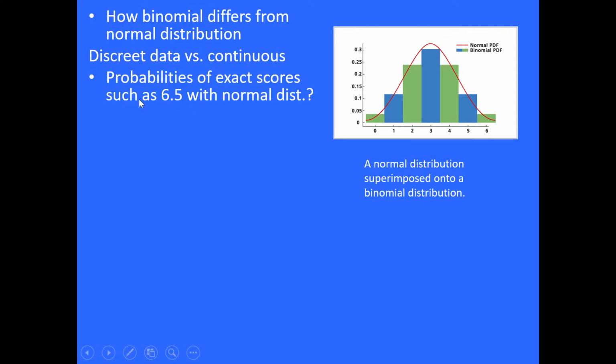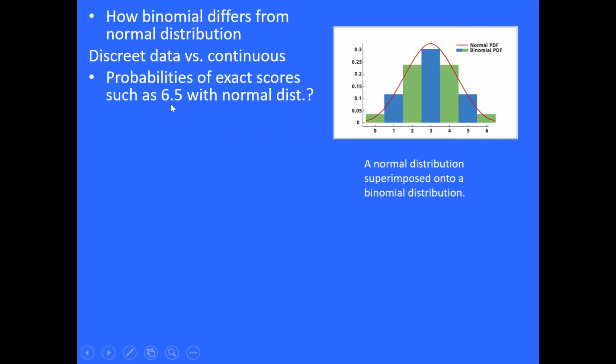Probabilities of exact scores. You may remember when we were working with binomial distributions, I could say, how likely is it that we would get 3 heads? And then we could find out what the area of this block is. But what if we're working with a normal distribution? What is the probability of getting exactly 6.5? That's in here somewhere, isn't it?